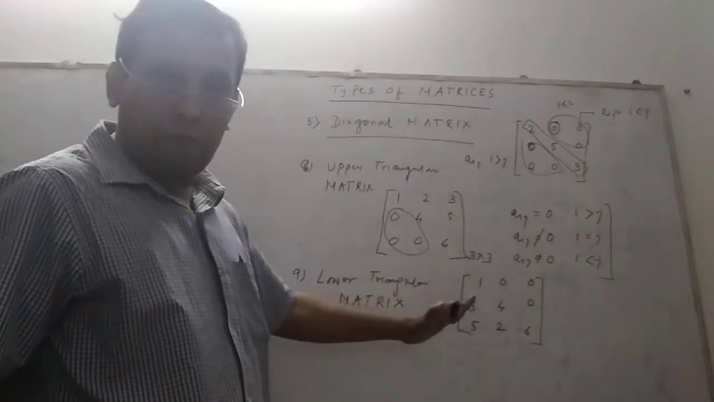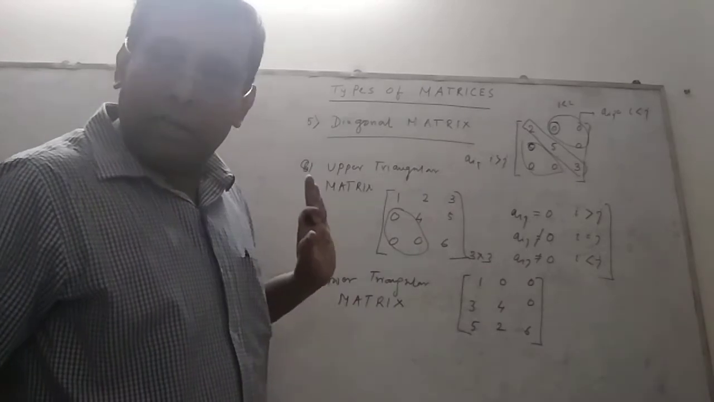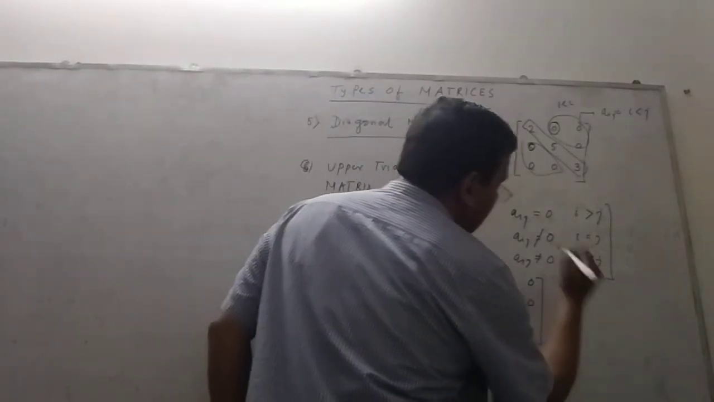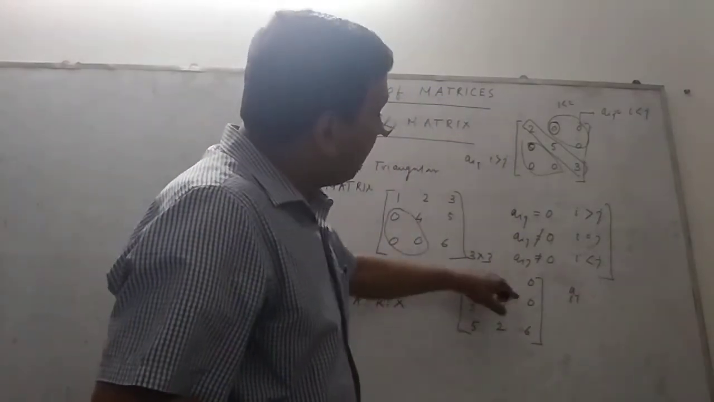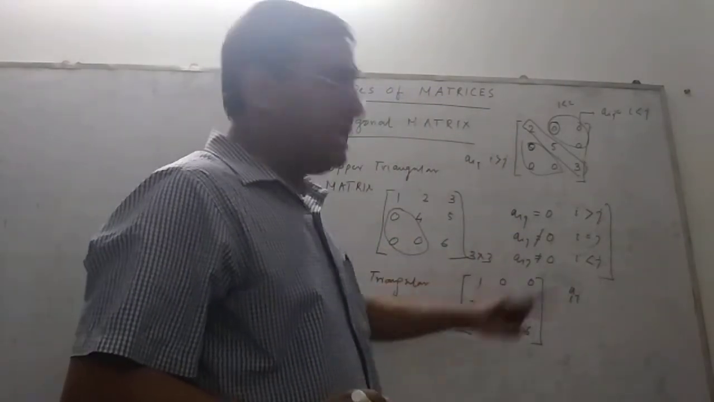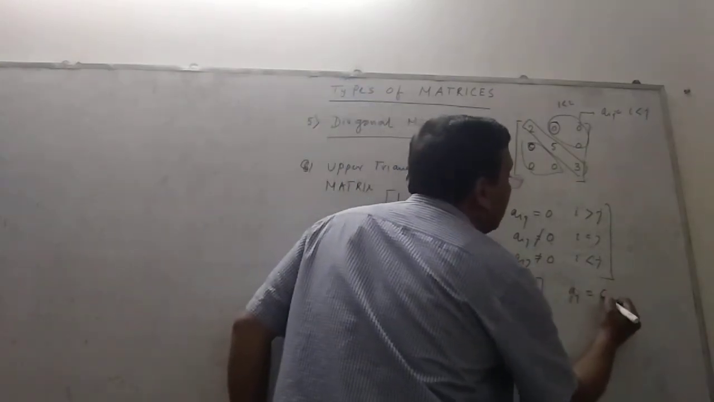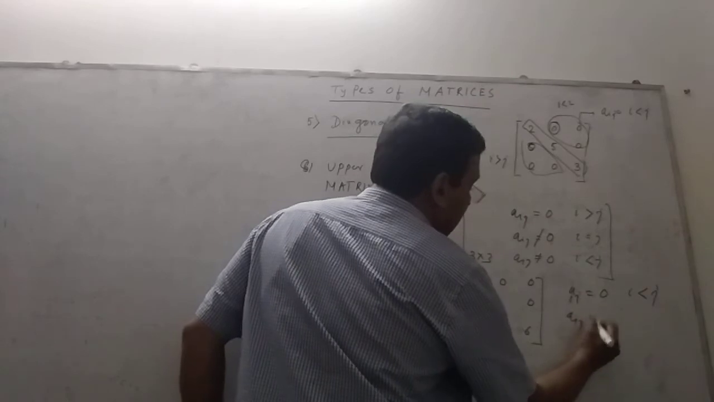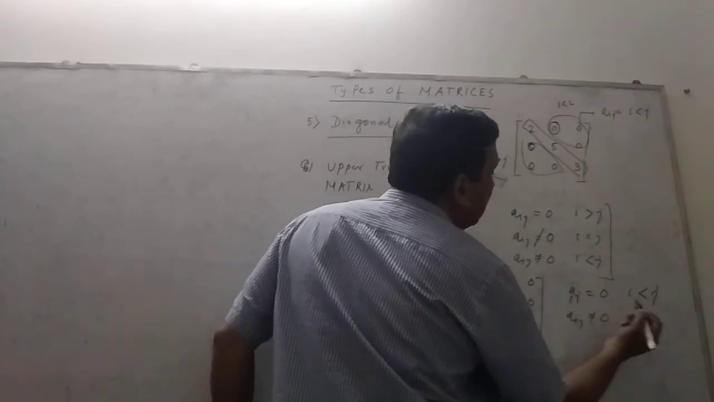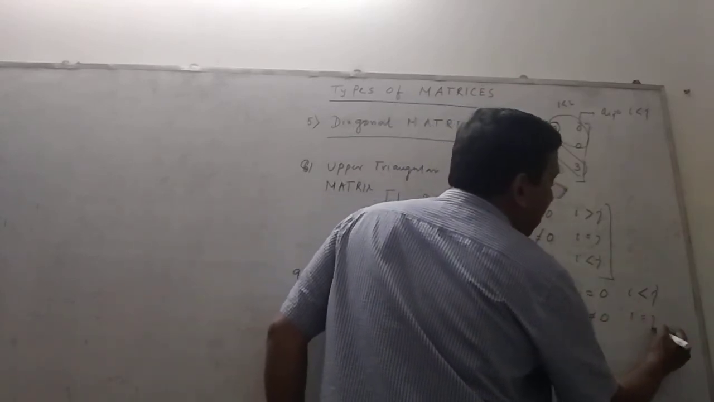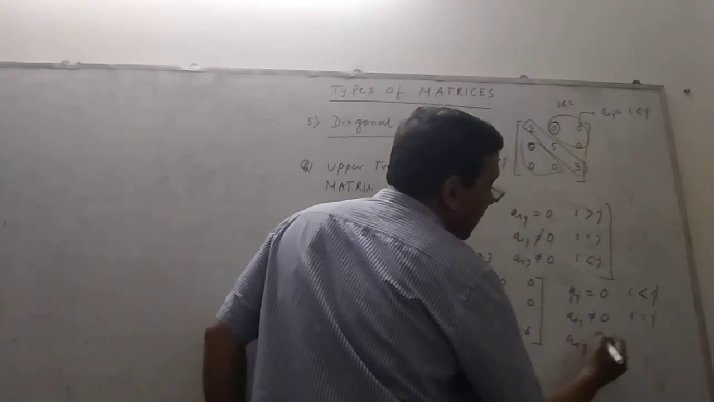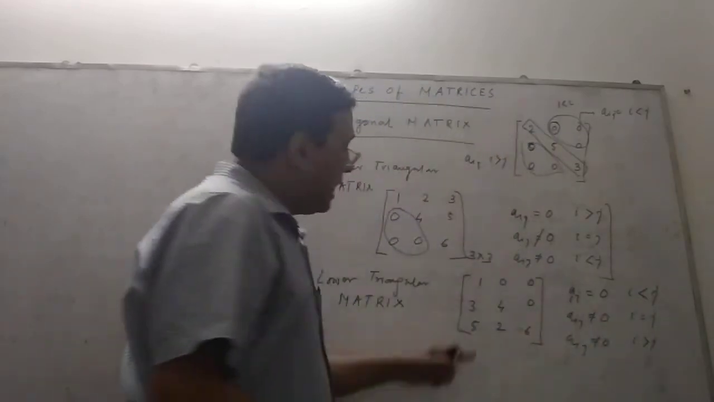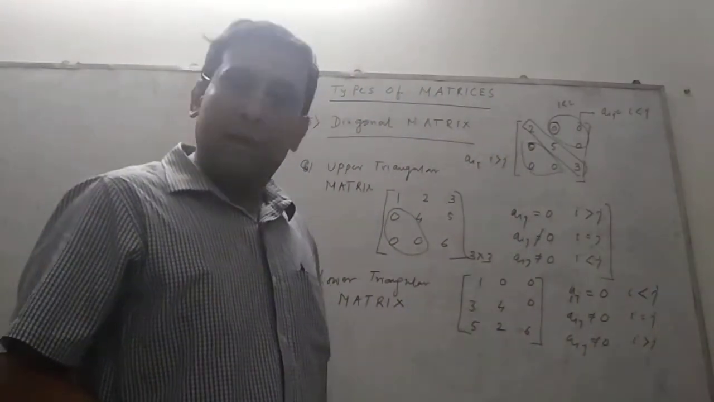And the technical definition of the lower triangular matrix: how can we understand it? We can understand it if I say that Aij is equal to 0 if i is less than j, and Aij is not equal to 0 if i is more than j. This is the definition of the lower triangular matrix.